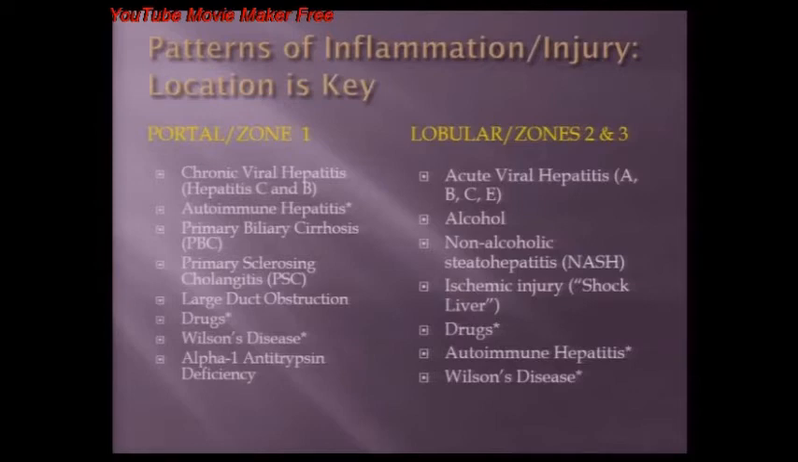Your typical, usually isolated zone 2, zone 3 hepatitis are going to be your acute viral hepatitis, not your chronic. So this would be acute Hep A, acute Hep E, acute Hep B, or acute Hep C. Chronic, remember zone 1, but acute can be zone 2 or 3. All your steatohepatitis, whether it's alcohol or NASH, is going to be zone 2 and 3. Ischemic injury is zone 3, and remember drugs and these others can do both.